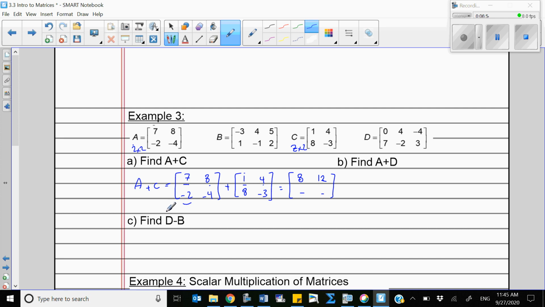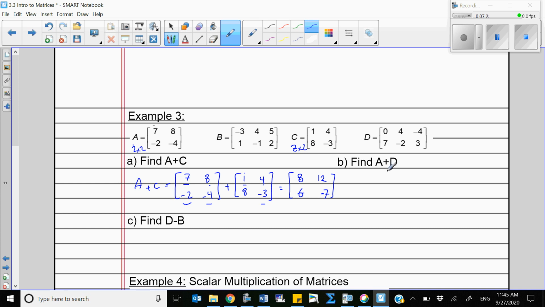Negative 2 is located at row 2, column 1. So I'm going to add it to the number which is located at row 2 and column 1 of the other matrix. So it's going to be negative 2 plus 8, which is 6. Last one, negative 4 and negative 3. It's negative 7. So that's the answer of A plus C here.